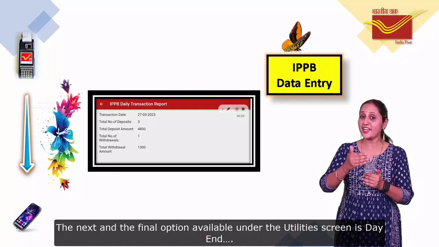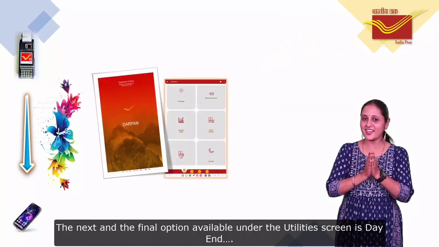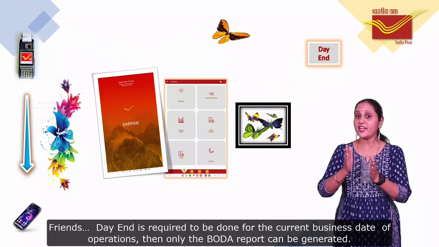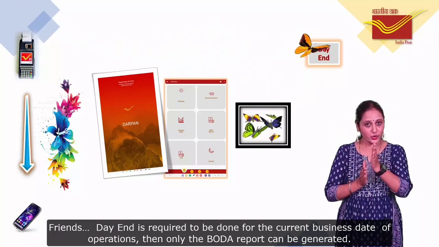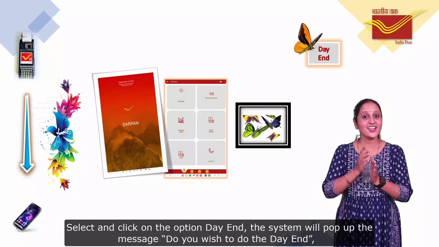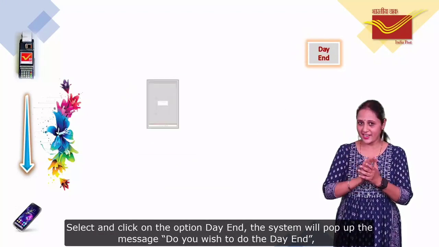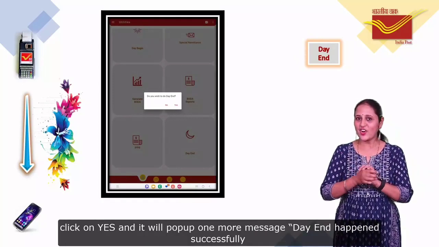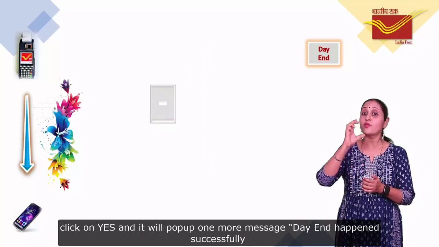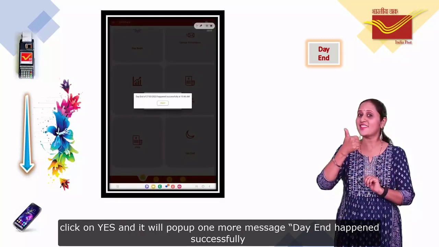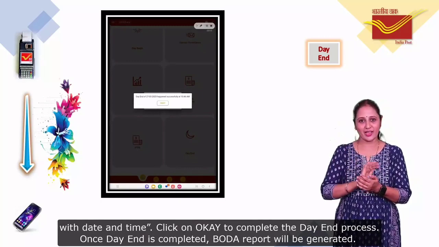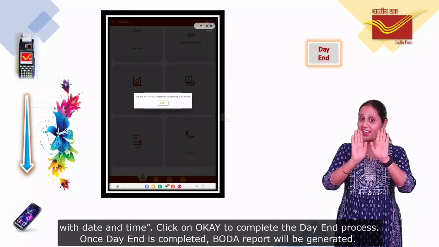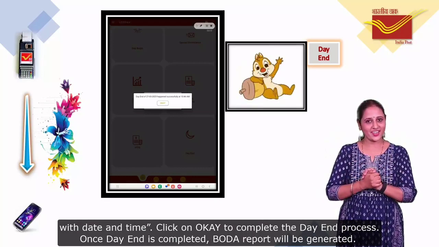The next and the final option available under the utility screen is Day End. Friends, day end is required to be done for the current business date of operations. Only then can the BODA report be generated. Select and click on the option Day End. The system will pop up the message, do you wish to do the day end? Click on Yes. It will pop up one more message, day end happened successfully, with date and time. Click on OK to complete the day end process. Once the day end is completed, the BODA report will be generated.